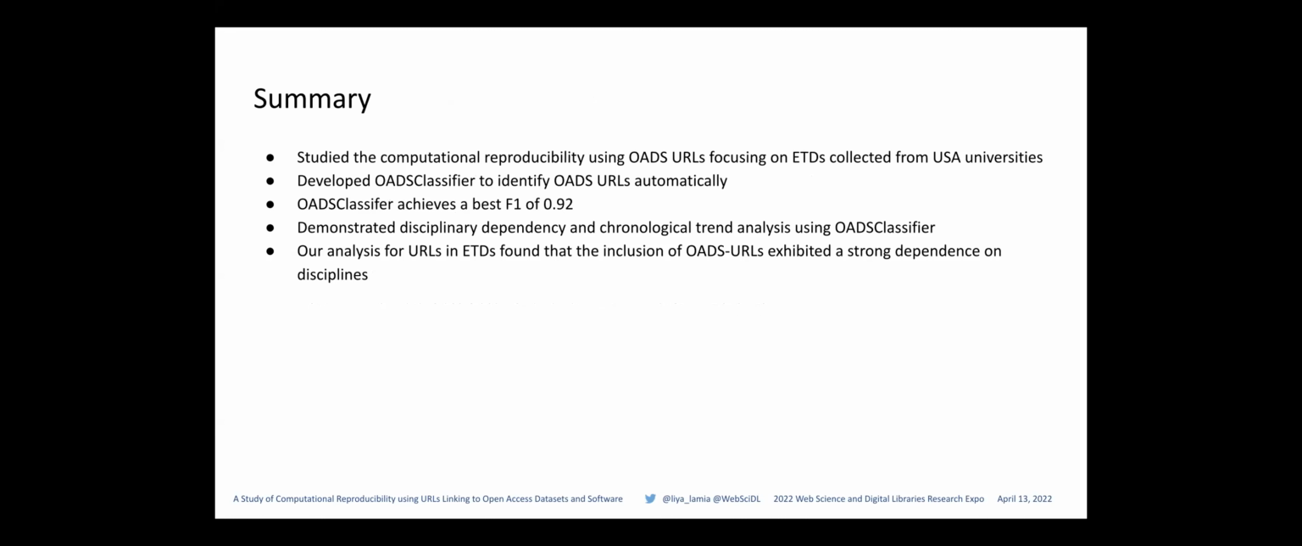So in summary, in our work, we studied computational reproducibility using OADS URLs, focusing on ETDs that were collected from USA universities. We developed an OADS classifier to identify OADS URLs automatically, and our classifier achieved a best F1 score of 0.92. We have also demonstrated disciplinary dependency and chronological trend analysis using the OADS classifier. In our analysis of URLs in ETDs, we found that the inclusion of OADS URLs exhibited a strong dependence on disciplines. That's all about my research. Thank you so much.